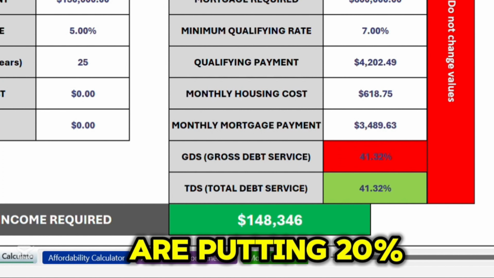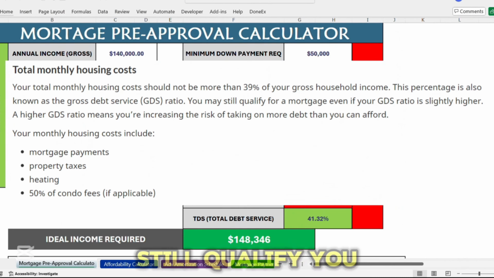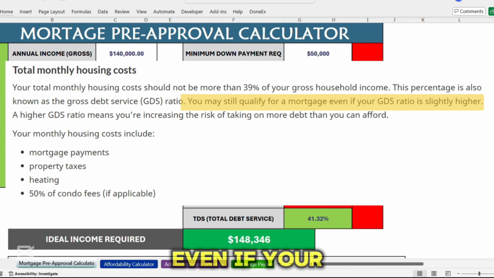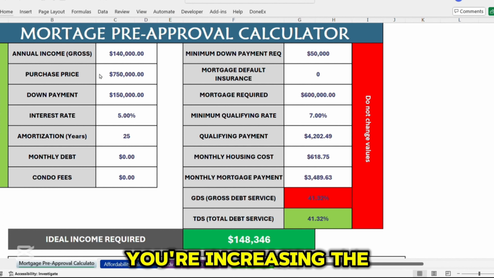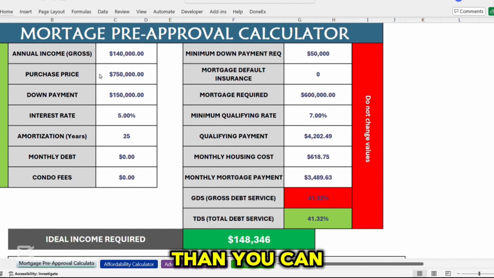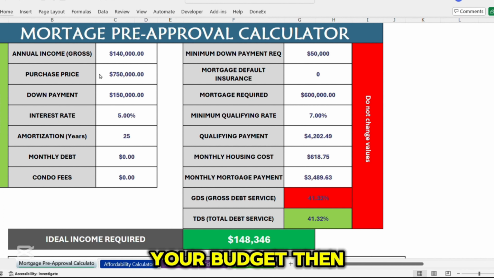But when you are putting 20% or more than 20% down, in that case, a lender may still qualify you for a mortgage, even if your GDS ratio is slightly higher. Again, mentioning here, a higher GDS ratio means you are increasing the risk of taking on more debt than you can afford. But if you're stretching yourself to the maximum of your budget, then it can happen.